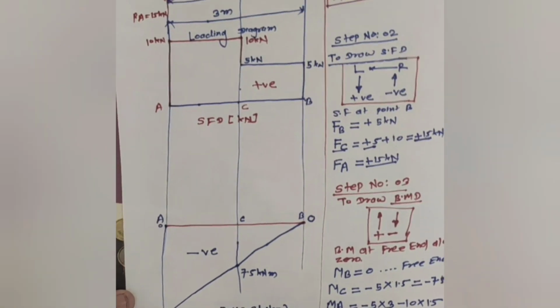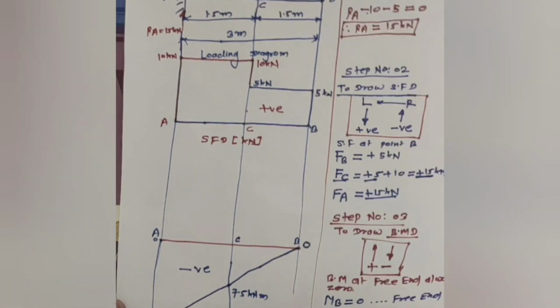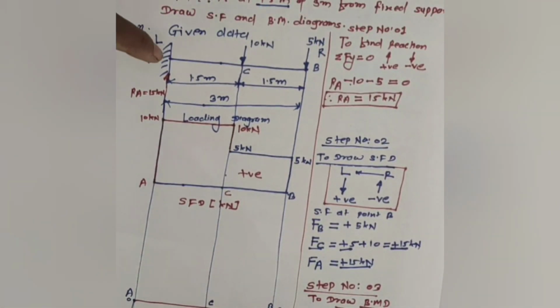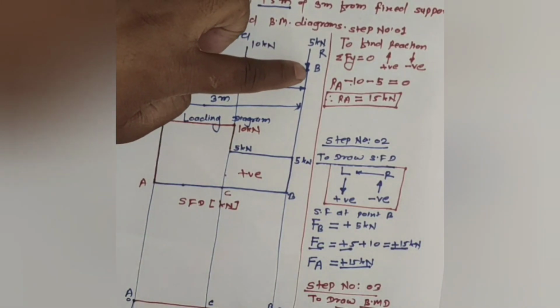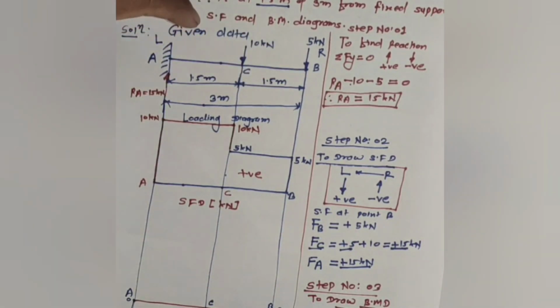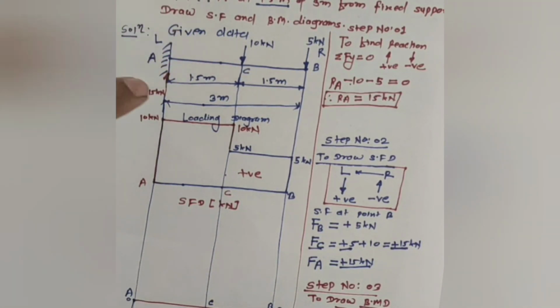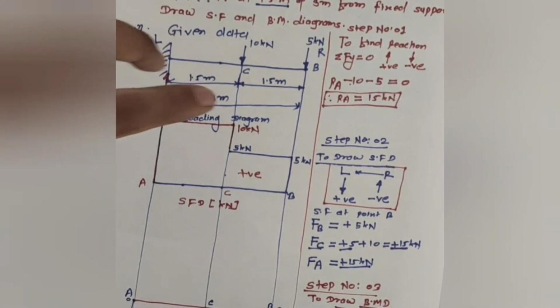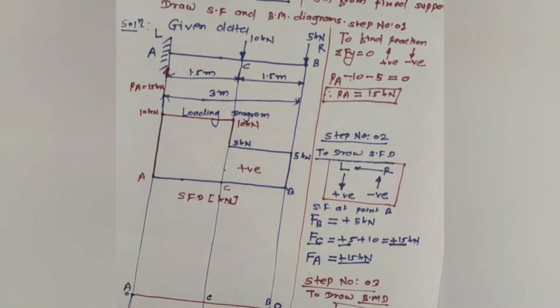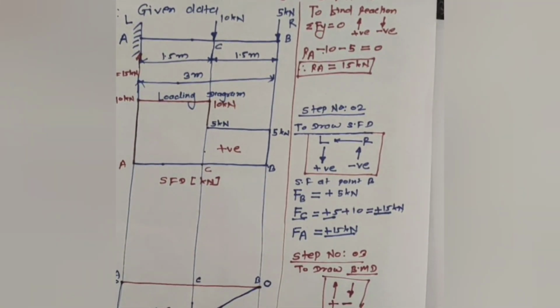Okay students, in the previous example we learned cantilever beam with a 1 point load. In this example we learned cantilever beam with 2 point loads, and the next example we will learn cantilever beam with 3 point loads. I hope all of you understood the concept.